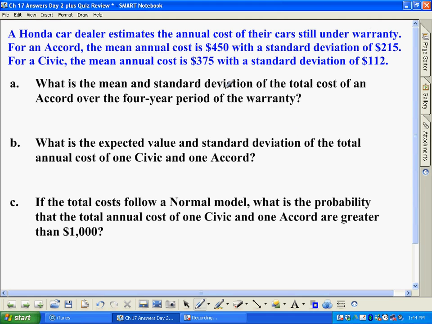So we're going to answer three different questions about this. One would be about the total cost over a 4-year period for an Accord. One would be about a 1-year cost of a Civic and an Accord combined, and then we have another question that will be based on our answer for Part B, using a normal model, where we use normal models and expected value at the same time. So let's go ahead and dive into this here.